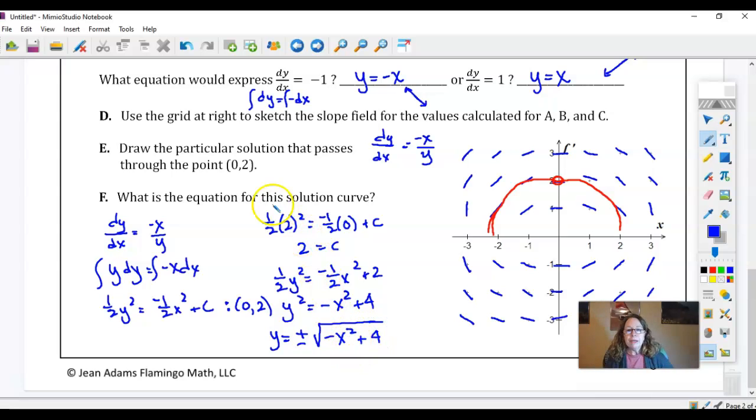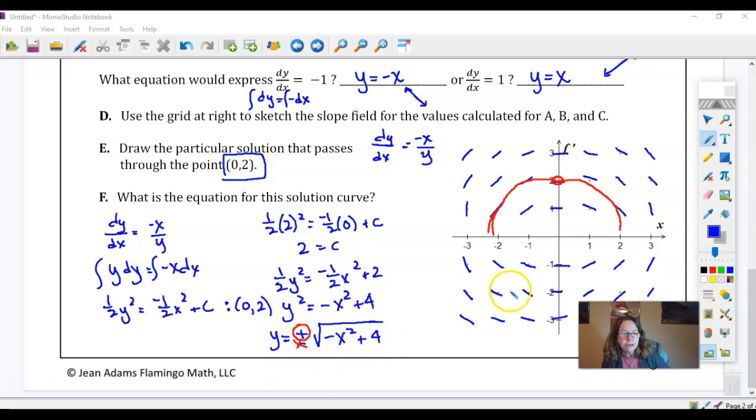However, because our particular solution is above the x-axis, because it's 0, 2, we do not want to have the negative value. It's going to be positive square root only. All right, so that would be our particular solution.